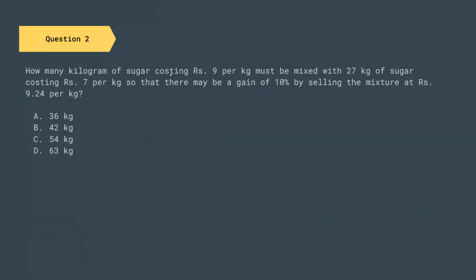How many kilograms of sugar costing rupees 9 per kg must be mixed with 27 kg of sugar costing 7 per kg, so that there may be a gain of 10% by selling the mixture at 9.24 per kg. So we are mixing one variety of sugar, that is 9 per kg, and we are mixing another variety of sugar, that is 7 per kg, and then we are getting a mixture.